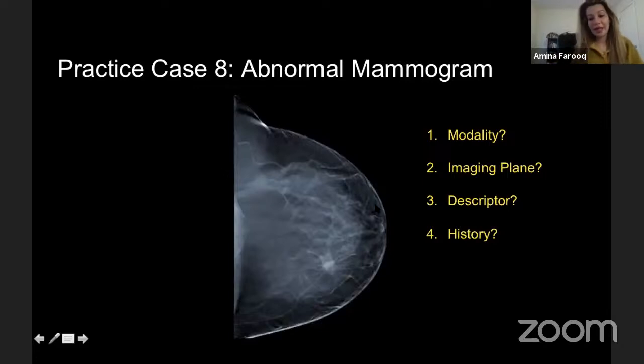This is another case of a mammogram. And this was a craniocaudal imaging plane. Here we have a spiculated mass within the lower outer quadrant of the left breast. This was a patient with a family history of breast cancer. And what are some thoughts? What do you guys think about this? While you're typing your answers in the chat box, I'll give you a little bit more information about this.